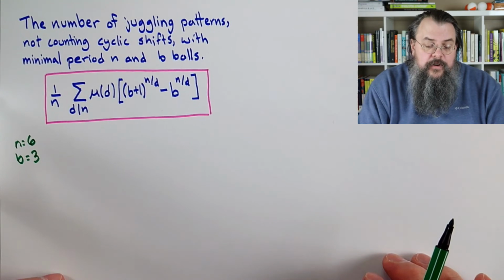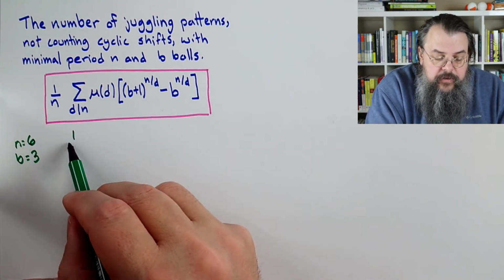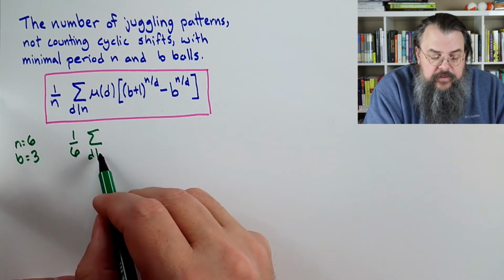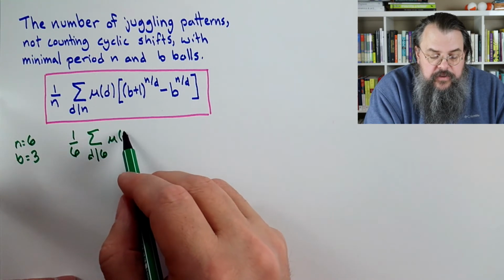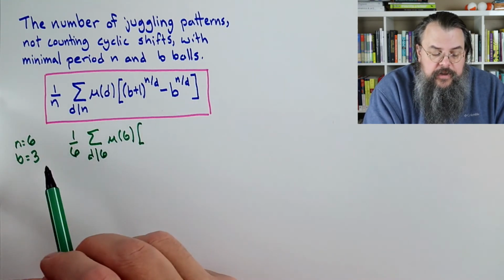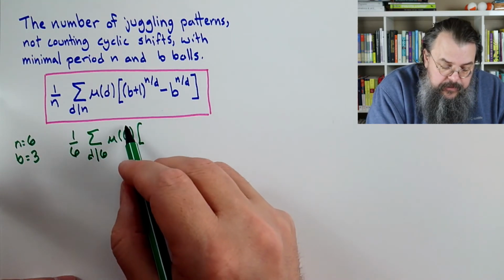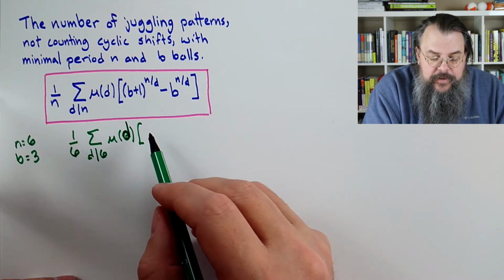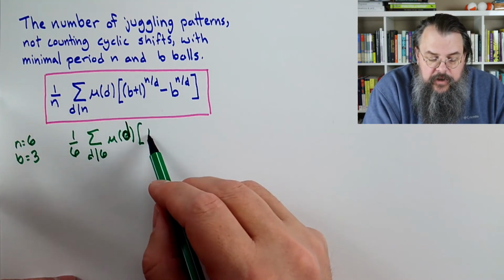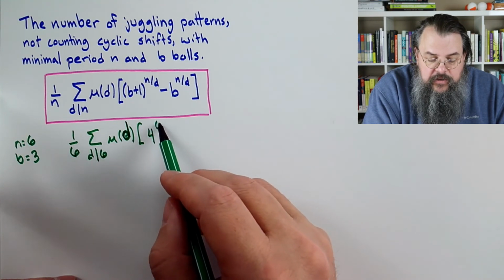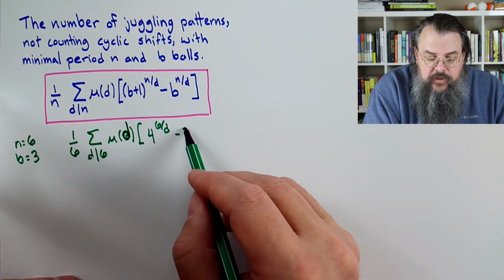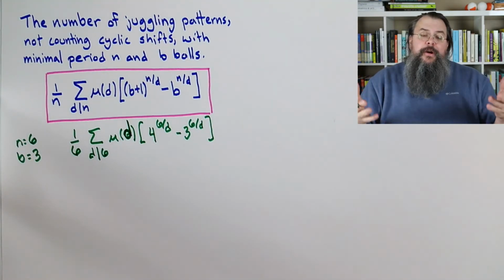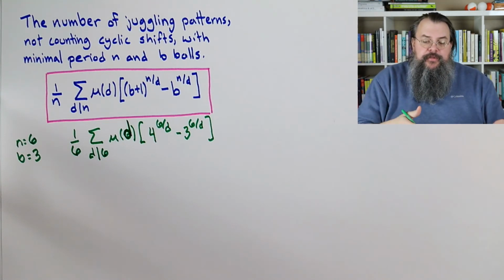All right, so what's the rule? According to us, that's 1 over 6. We're going to sum over everything that divides 6, Mobius function of d, sorry, not Mobius function of 6. I can read. All right, then we're going to have b is 3, so that would be 4 to the 6 over d minus 3 to the 6 over d. Okay, so everywhere there was an n, we put in 6. Everywhere there was a b, we put in 3.